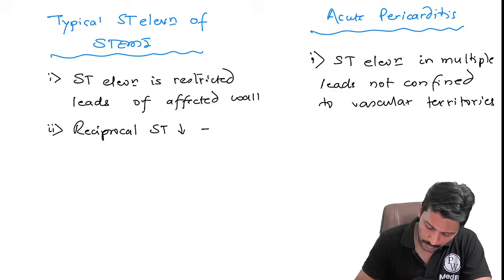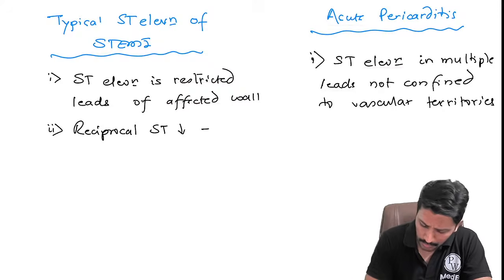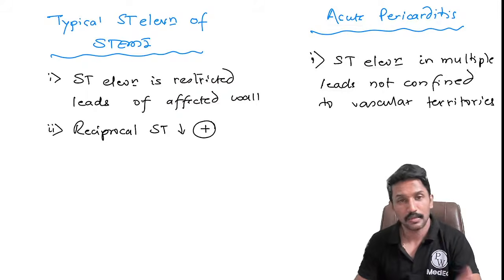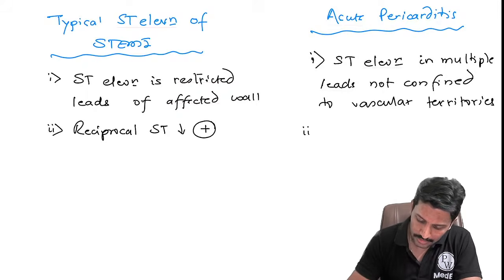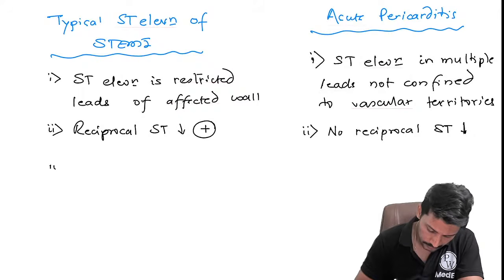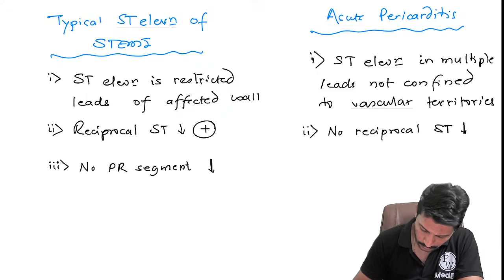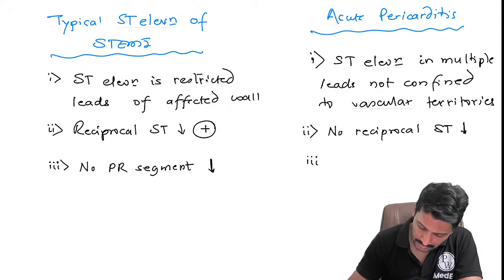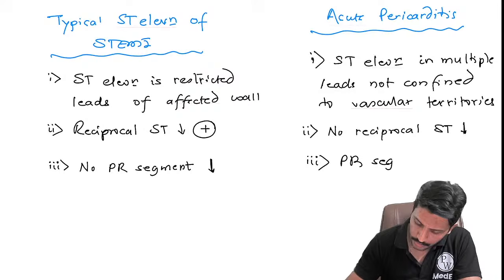Reciprocal ST depression may be present. Not maybe, it should be present if the leads have reciprocal leads present for them, while you don't get that in acute pericarditis. You may not have reciprocal ST depression. Third, the other segments: there is no PR segment depression in MI, while you get PR segment depression in acute pericarditis, which is kind of a hallmark of acute pericarditis.